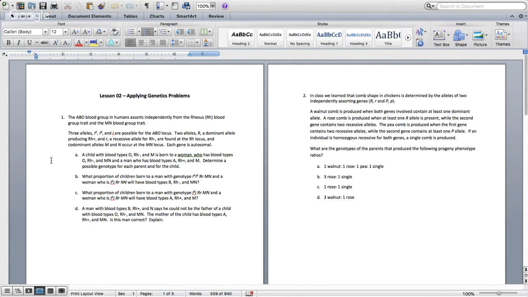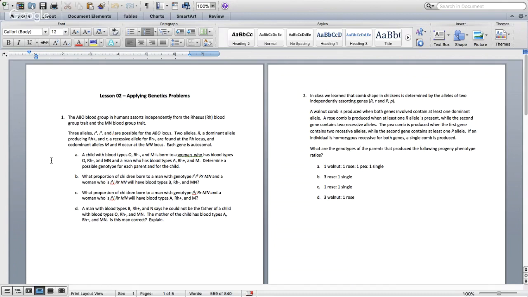For number 2, we found that one of the parents was heterozygous for the R and heterozygous for P, and the other parent was homozygous recessive for both genes. For B, we found that both of the parents were heterozygous for R and homozygous recessive for P. For C, one of the parents was heterozygous for R, the other parent was homozygous recessive for R, and both parents were homozygous recessive for P.